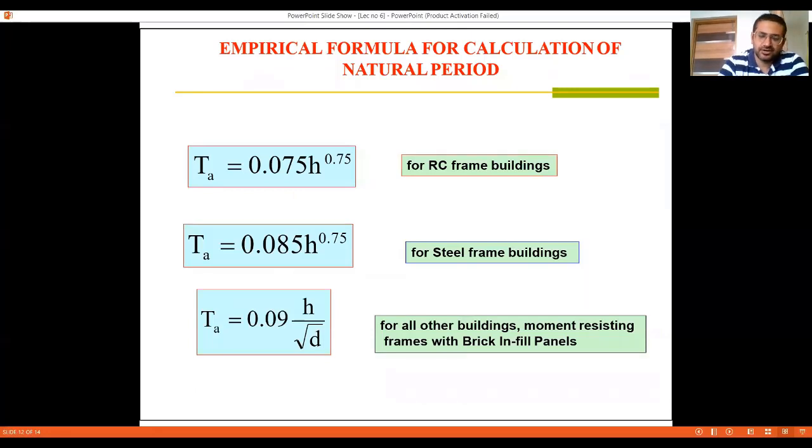Then, as we talk about SA by G, the spectral acceleration, it is dependent upon the time period. In order to calculate the time period, three formulas are given. Two formulas are for the RCC building and one formula is for the steel building, right?